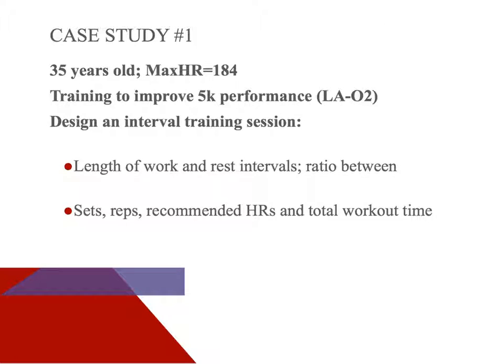Now you can complete a case study on Max. Max is 35 years old with a max heart rate of 184. Using the aforementioned table in your book, try to find a way for Max to improve his 5K performance. So he's looking at the lactic acid/O2 training system. Design an interval training session using the length of work and rest intervals, sets, reps, recommended heart rates, and total workout time.